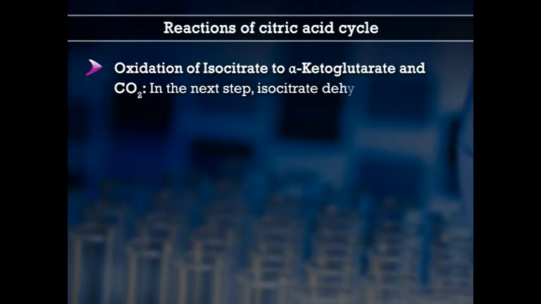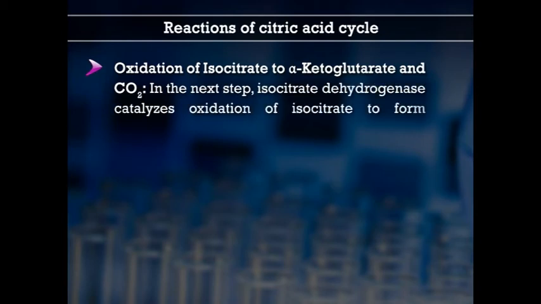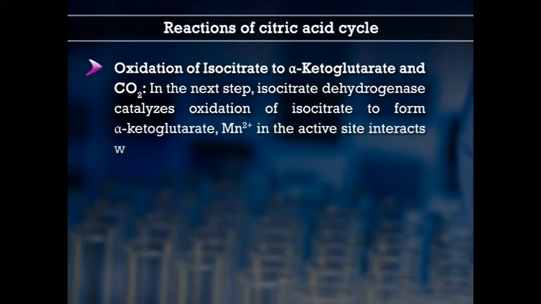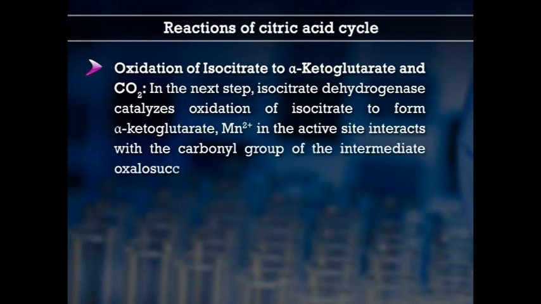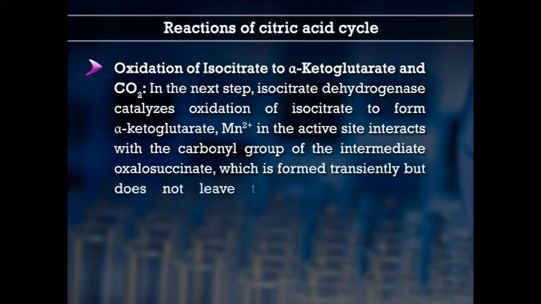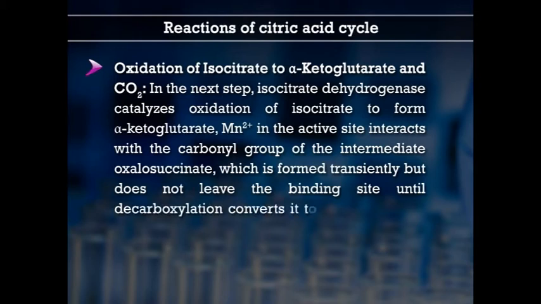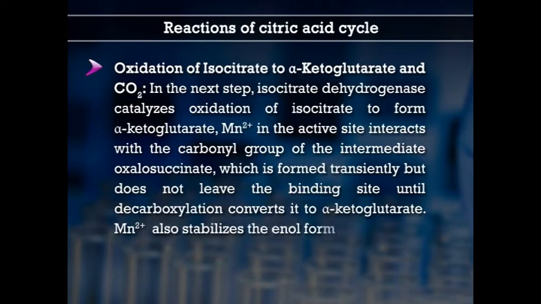In the next step, isocitrate dehydrogenase catalyzes oxidation of isocitrate to form alpha-ketoglutarate. Magnesium ion in the active site interacts with the carbonyl group of the intermediate oxalosuccinate, which is formed transiently but does not leave the binding site until decarboxylation converts it into alpha-ketoglutarate. Magnesium ion also stabilizes the enol formed transiently by decarboxylation.